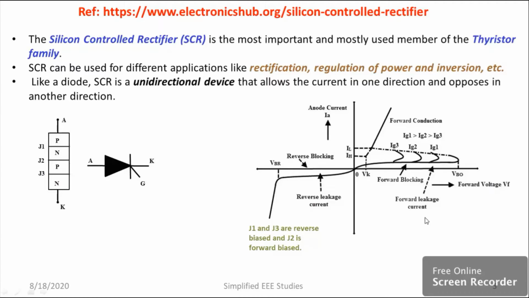When I talk about forward blocking mode, you can observe that as we increase the forward voltage, there is a slight growth of current, but the device is not turning on in this mode. Here J1 and J3 are forward biased, but J2 is reverse biased. It continues up to VBO, known as the forward breakover voltage. You can turn it on by applying more than VBO, but then the device gets spoiled. Normally we never operate this way.